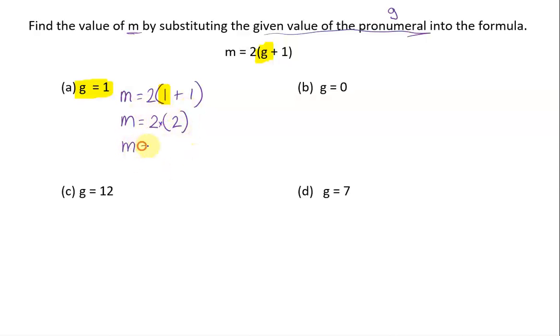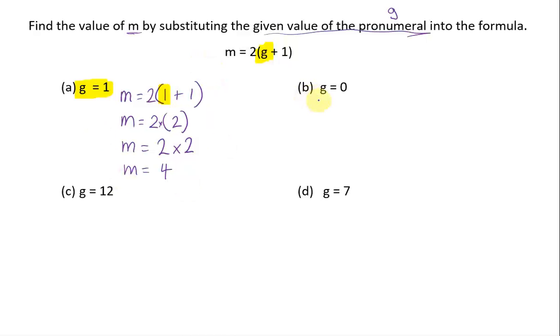So what this is really equal to is 2 times 2. 2 bracket 2 in brackets is the same as 2 times 2. This way is more familiar, so it's easier for us to write it this way, but these two things do mean the same thing. So we know m is equal to 2 times 2 is 4. So if our g is 1, if we substitute 1 into the formula, then m would be equal to 4. We did the calculations and we showed that.